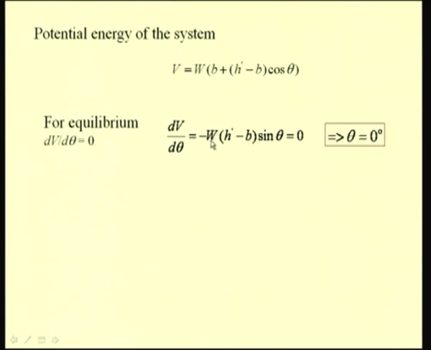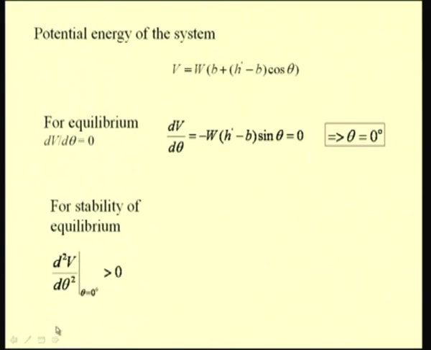The differentiation of this is minus W times (h prime minus B) times sin theta, because this term is a constant term and what we have is the differentiation of the term W times (h prime minus B) cos theta. And if we equate this to 0, these terms being constant, that is W, h prime and B, this term becomes 0 only if sin theta becomes 0, which gives that theta equal to 0 is the equilibrium position. That means the vertical position is an equilibrium position, which also comes from our first visualization of the knob and its placement.